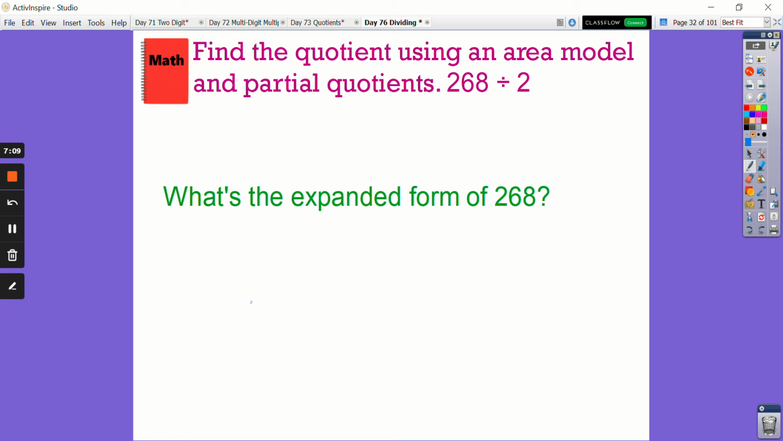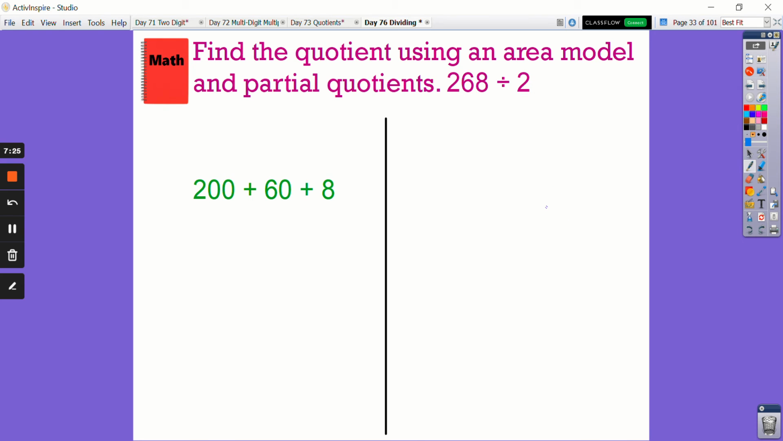So here we go. We're looking at another one, 268, and we're going to divide by a single digit divisor of 2. So expanded form, if we look at the 2, we have 200, the 6, we have 60, and the 8, we have 8. So when we break that up, that's going to be inside of the area model because that's our answer. So set up your math notebook like this. Split it in half. And we're going to do the area model up on one side, and we'll do the partial quotients on the other side, and we're going to do them at the same time so you can see the relationship.